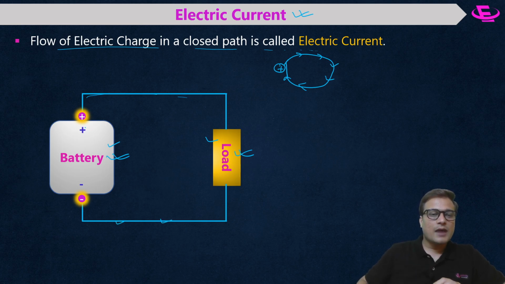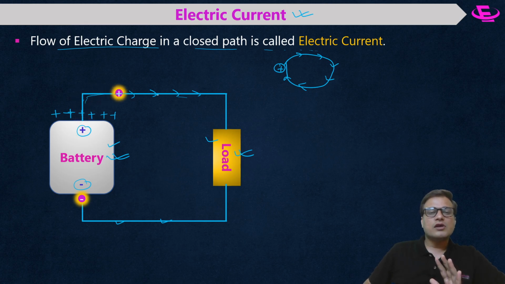Now you can see battery has positive terminal as well as negative terminal. So what happens? If battery is connected to the load, then you will see that positive charge is coming out from the positive plate of the battery. From here positive charge is coming out and it is flowing through this circuit. So this flow of electric charge is called what? Electric current. Now what happens? Positive charge is flowing through this direction.